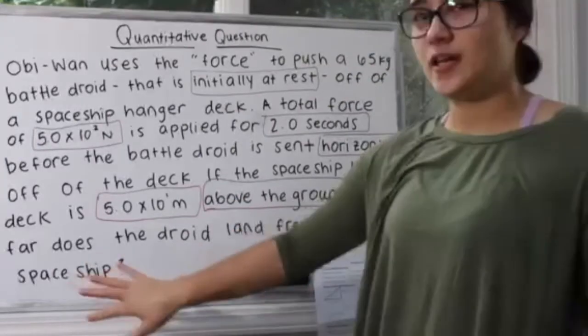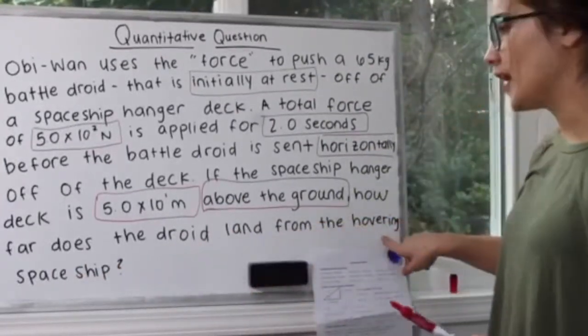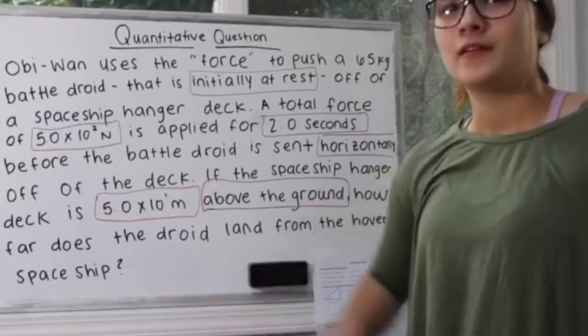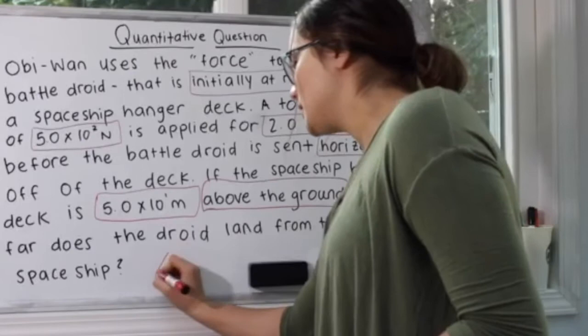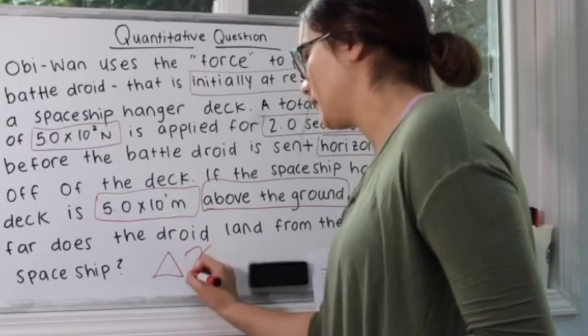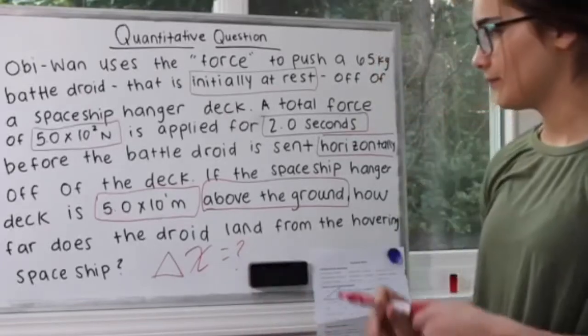And then we, of course, have our question at the end, which asks us, how far does the droid land from the hovering spaceship? So from that, we know that we are trying to find the change in x. That will be our unknown from all of these variables.